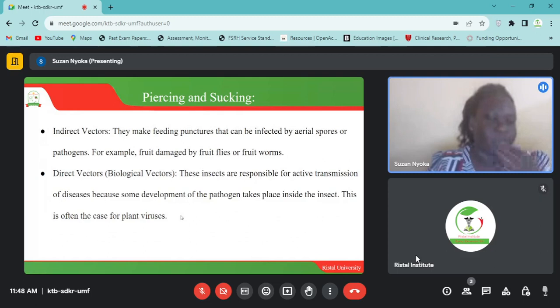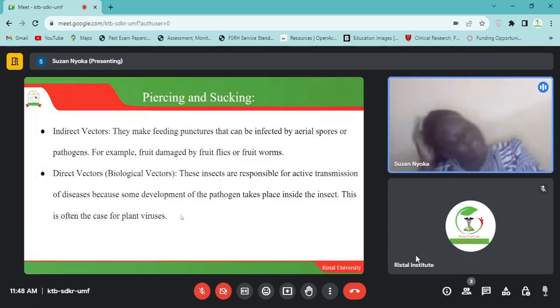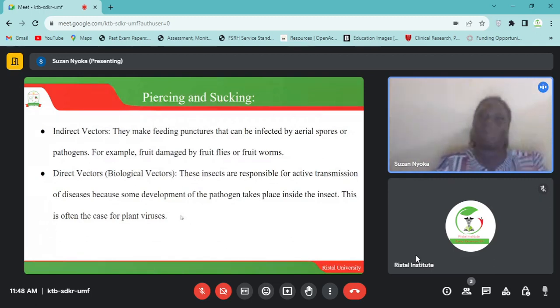Yeah, for these indirect vectors, they don't cause the disease directly. They make the punctures, like they bite, make those punctures, leaving an open way or paving a way for the disease-causing organisms, viruses and all that, bacteria, fungi to easily get in. And then the direct vectors or biological vectors. These insects are responsible for active transmission of disease because some development of the pathogen takes place inside the insect. This is often the case for plant viruses. These direct vectors, once they pierce, they leave those pathogens.